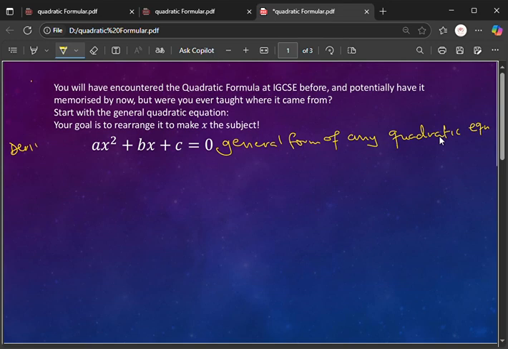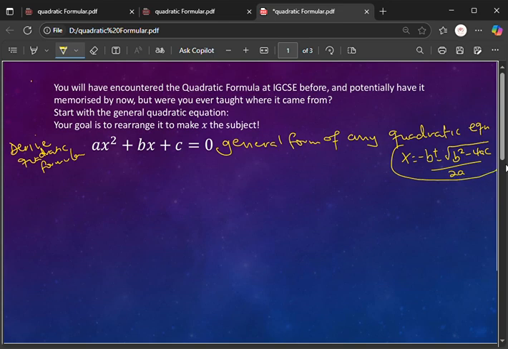the quadratic formula, but before we derive it, we need to know what it looks like. Maybe when I say quadratic formula, many don't know what I'm talking about. This is the quadratic formula. I'll write it here. x equals negative b plus or minus the square root of b squared minus 4ac, all over 2a. This is the quadratic formula, which we are going to derive from the general quadratic equation.